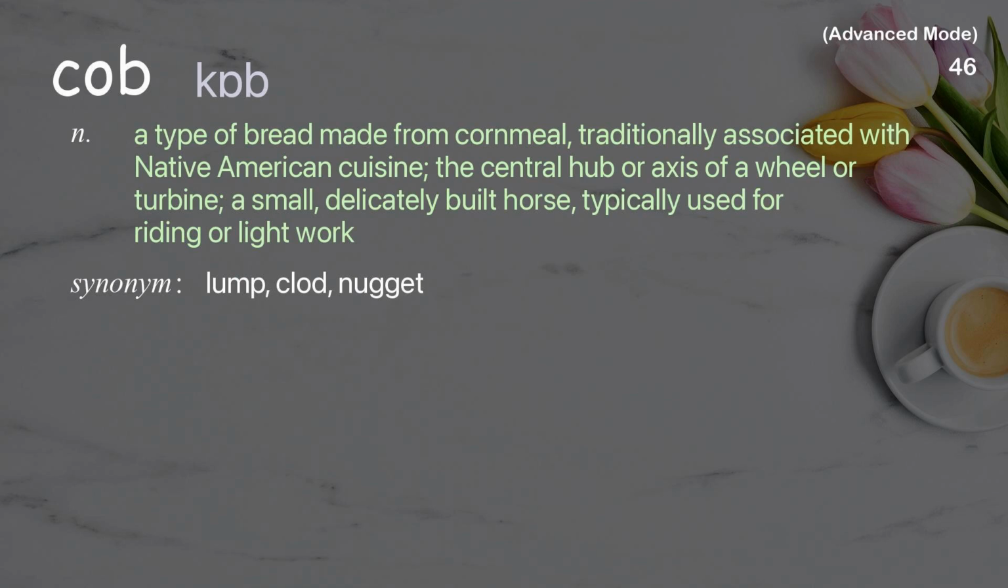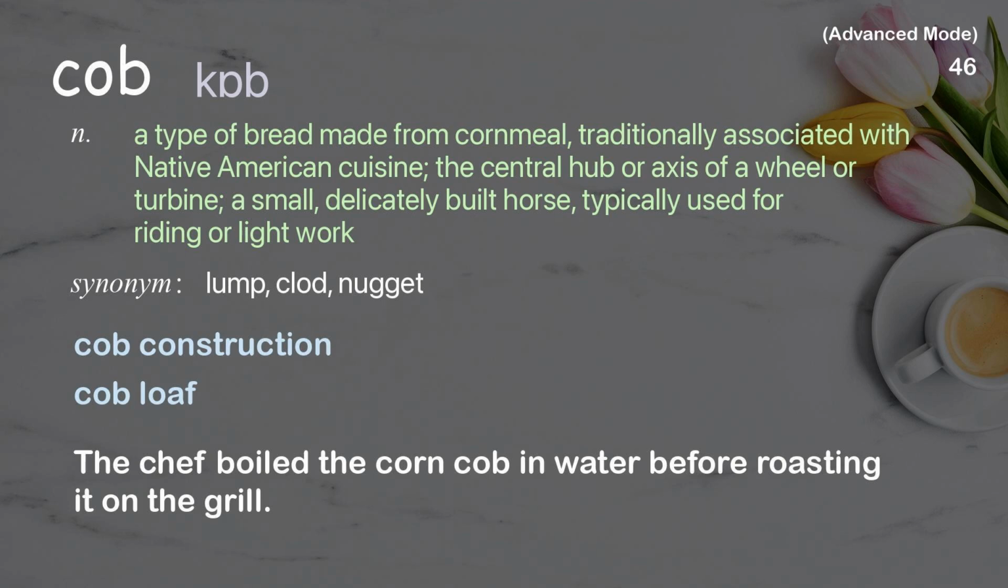Cob. A type of bread made from cornmeal, traditionally associated with Native American cuisine, the central hub or axis of a wheel or turbine, a small, delicately built horse, typically used for riding or light work. Examples: Cob construction. Cob loaf. The chef boiled the corn cob in water before roasting it on the grill.